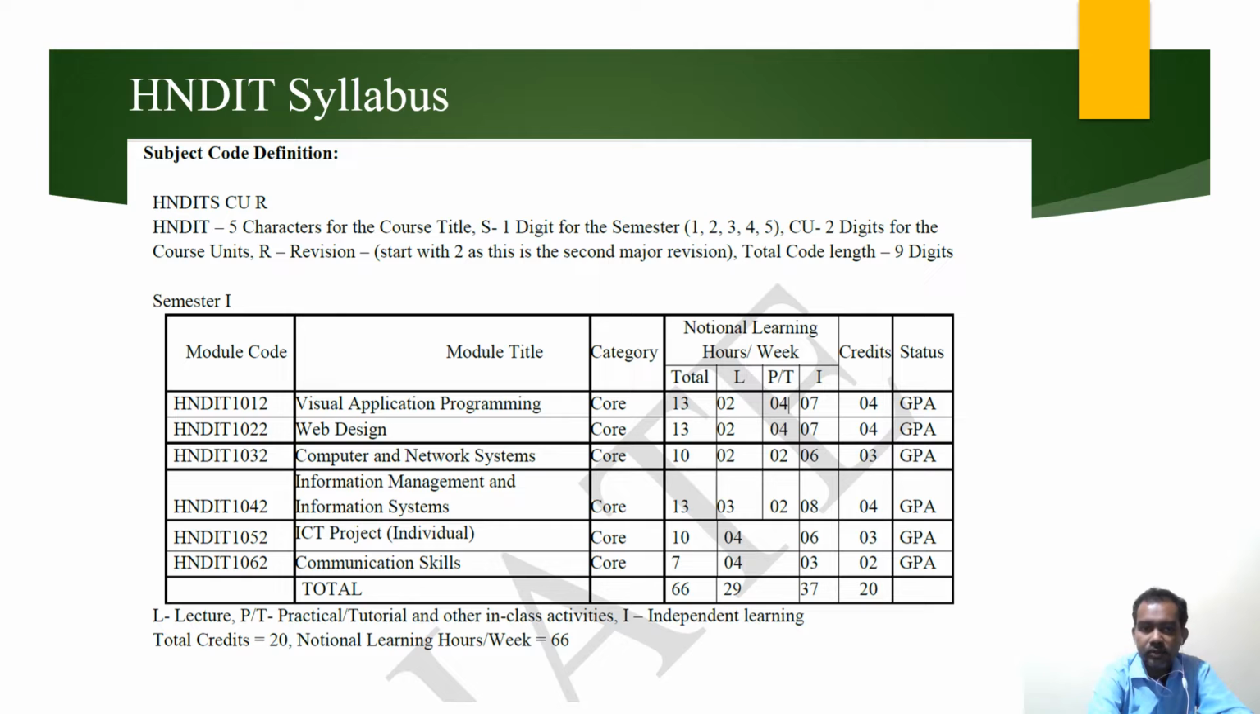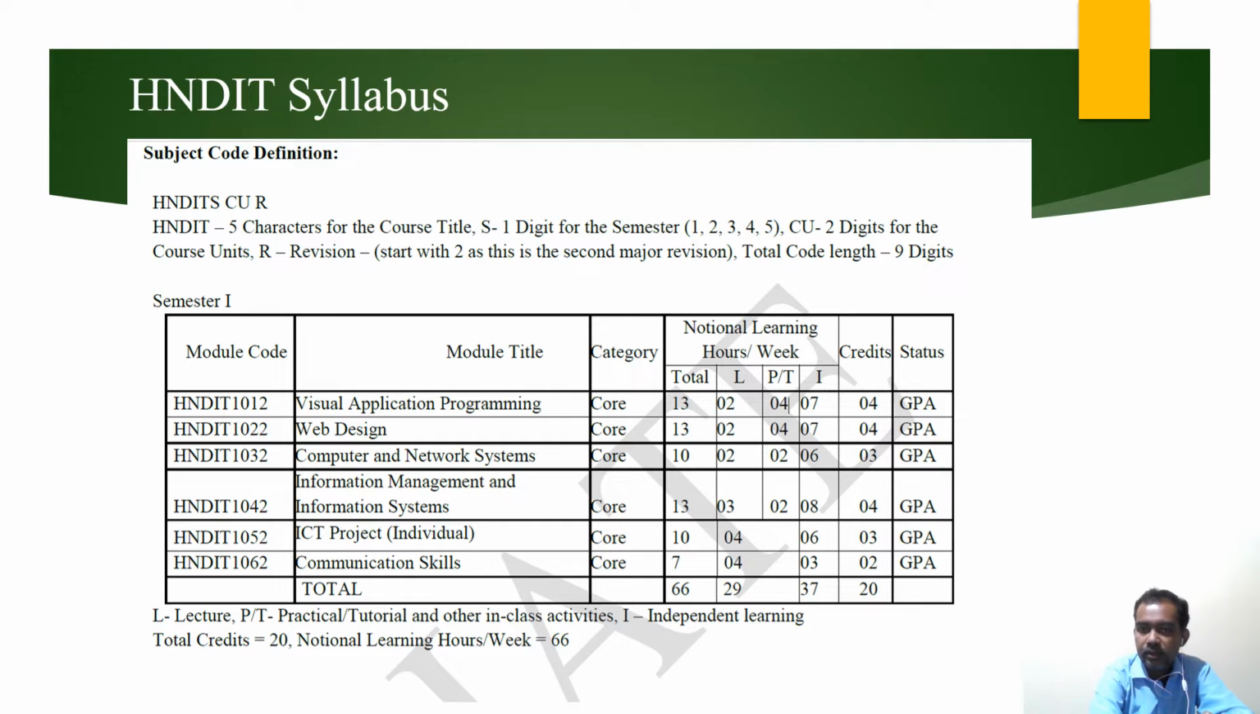So let's start from the first one, HNDIT 1012. The subject name is Visual Application Programming. You can see there is a category, that is the core subject. This is not an optional one, this is a core subject. Then these hours per week.